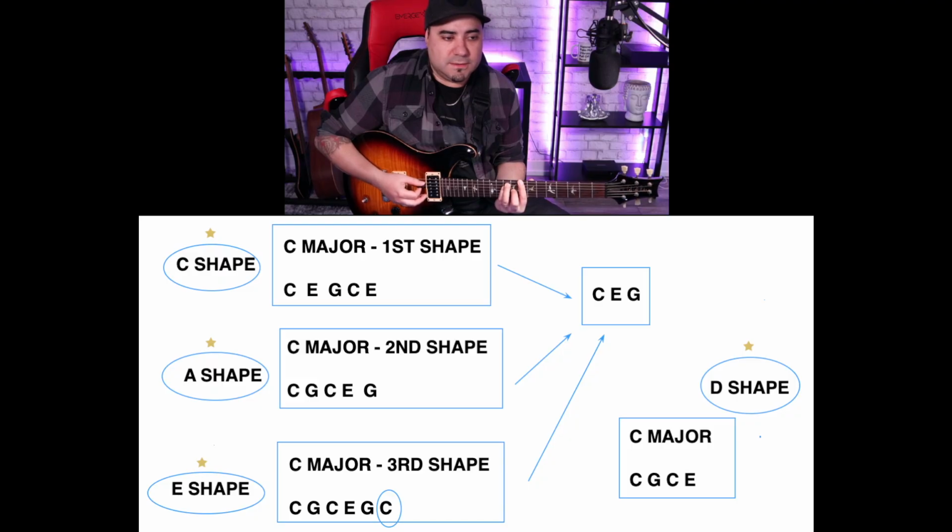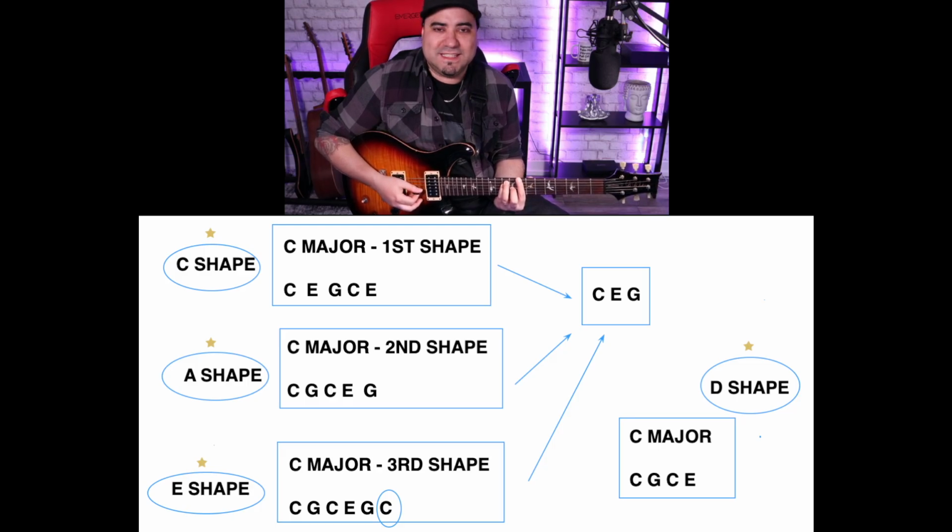top string, G, located on the A string, another C on the fourth string, E on the third string, G on the second string, and another C on the high E string.